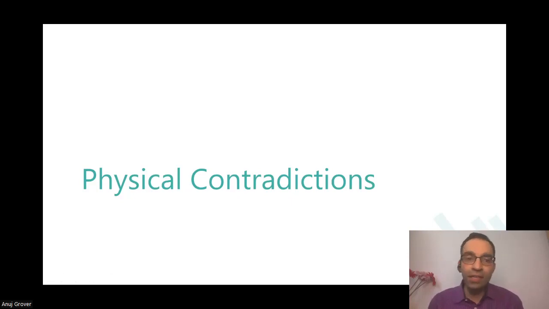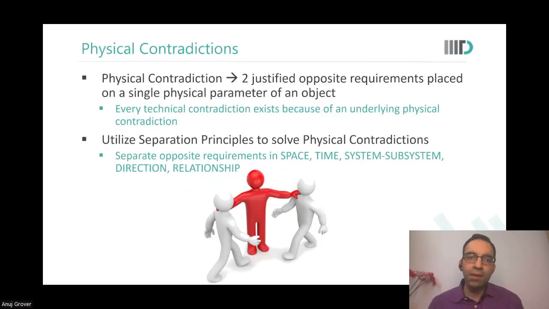So this actually helps. So what we are saying is, when we say that there are physical contradictions, what we intend to say is that there are two justified opposite requirements placed on a single physical parameter of an object. What is important to realize is that every technical contradiction exists because of an underlying physical contradiction.